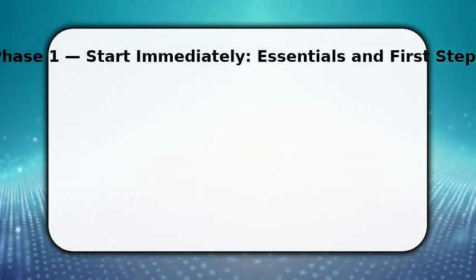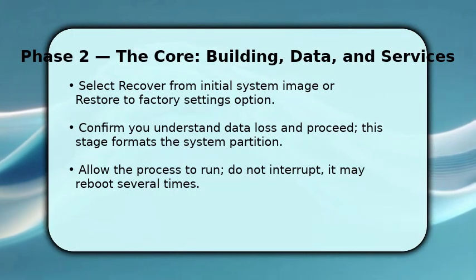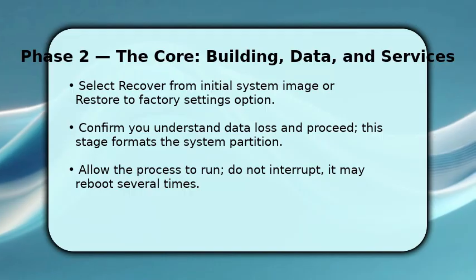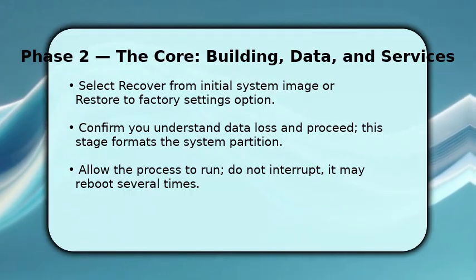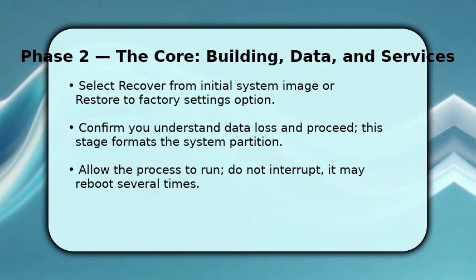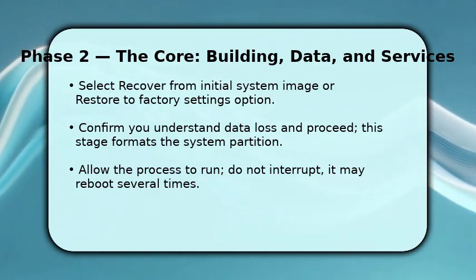In the recovery menu, choose the option labeled Restore to Factory Settings or Recover from Initial System Image. That's the actual factory reset path. Once selected, confirm you accept complete data deletion. This step formats the system partition and reinstalls the original image.